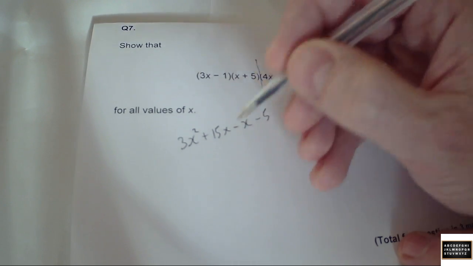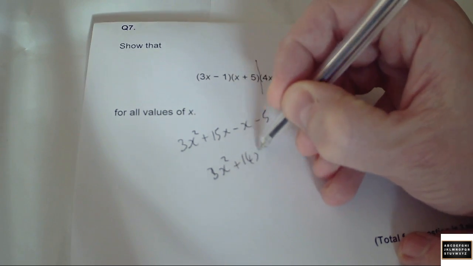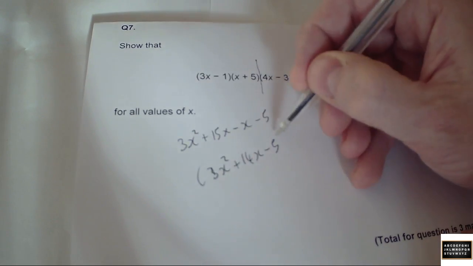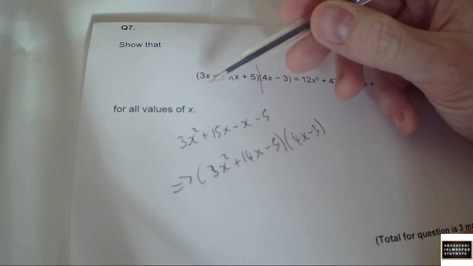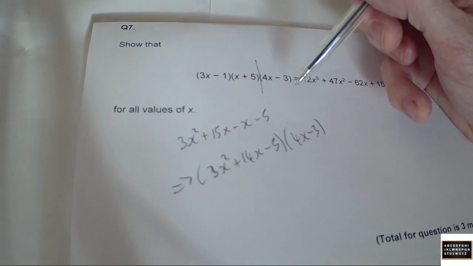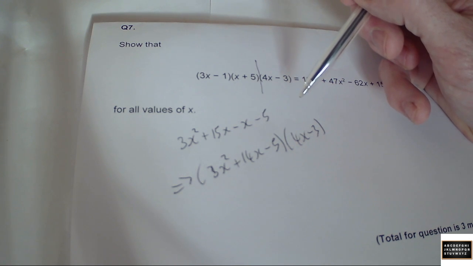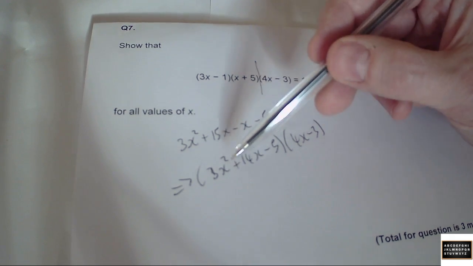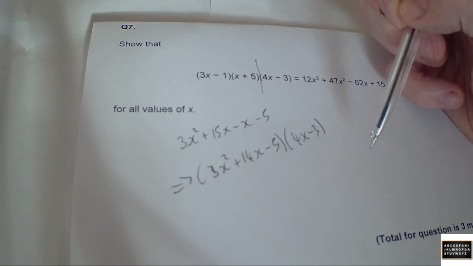And then that one. So you've got 3x squared, 14x, and then minus 5. Okay, so then you've got the 3x squared minus 14x minus 5 bit, and then you've got the 4x minus 3 bit. So you have to think now about what is going to happen when you multiply every single term in here by the 4x and every single term in here by the minus 3.